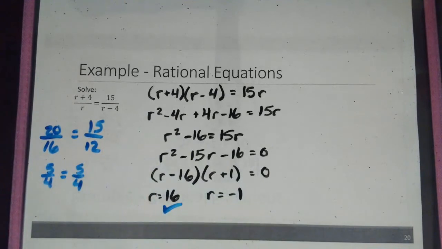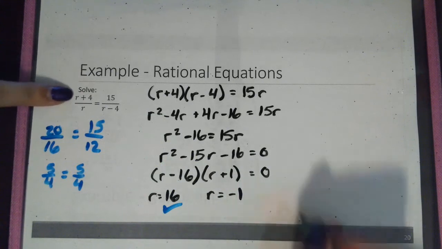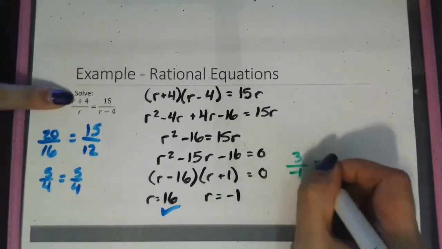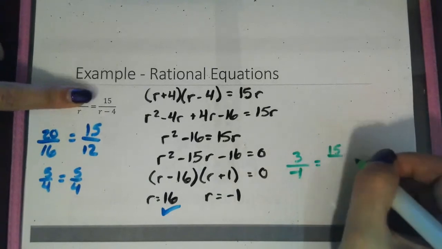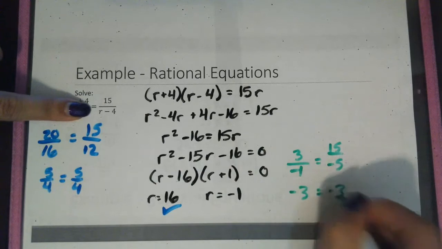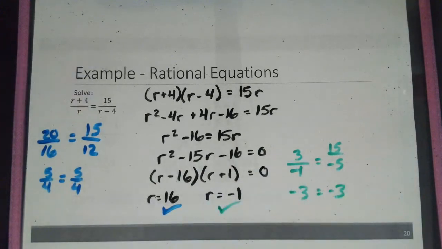If I plug in negative 1, then I'll have negative 1 plus 4, which is 3 over negative 1, is equal to 15 over negative 1 minus 4 is a negative 5. Negative 3 equals negative 3, so that one checks out too. Cool. We have two solutions, r equals 16 and r equals negative 1.